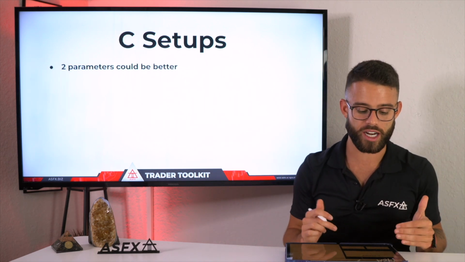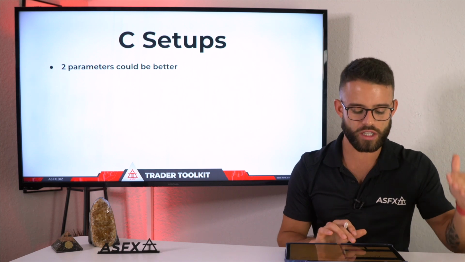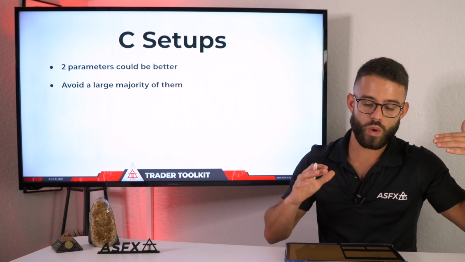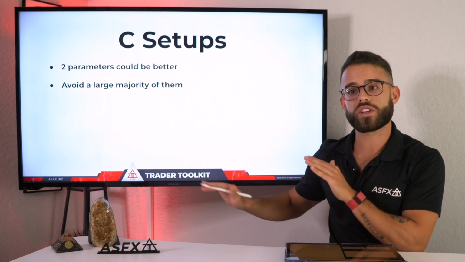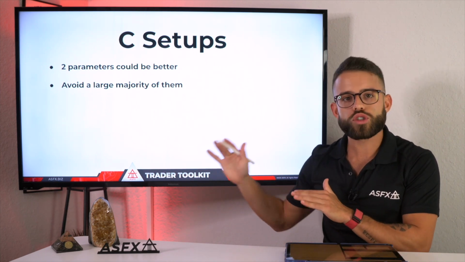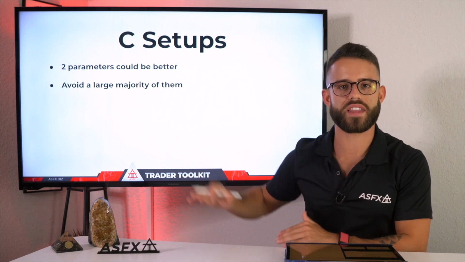The C graded setups, 2 or more parameters on the checklist could be better. We want to avoid the majority of these C setups. The reason for that, and it's only something that I've learned over time, is that a lot of traders don't have language for trades that they should avoid.